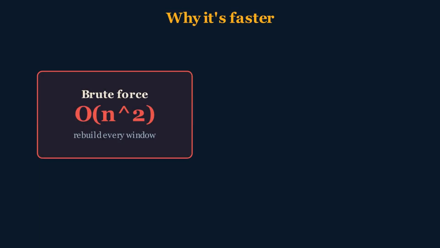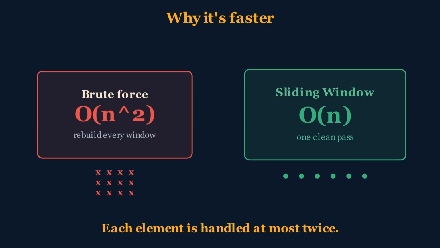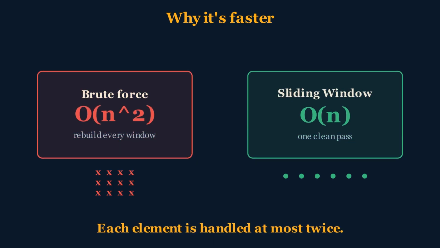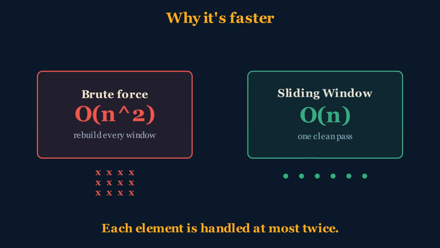So why is this faster? Brute force rebuilds every window, touching the same numbers over and over. Sliding window touches each element at most twice. Once when it enters, once when it leaves. That drops us from O of n squared down to O of n. One clean pass instead of nested loops.